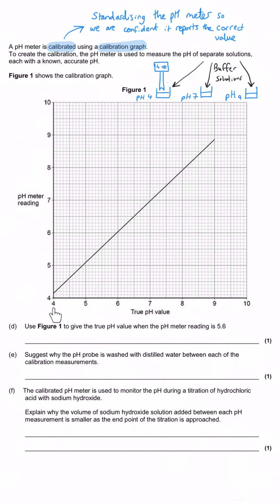And so what you would have is the true pHs, that's the pHs of the buffer solution that you've used, and then you would record the value on the y-axis that your pH meter is reporting, and then you would plot this as a graph which you would expect to be a straight line. And then you would use the measured pH meter reading to determine what a true pH value is for something that you don't have a buffer solution for. And that's what you're being asked to do in part D.